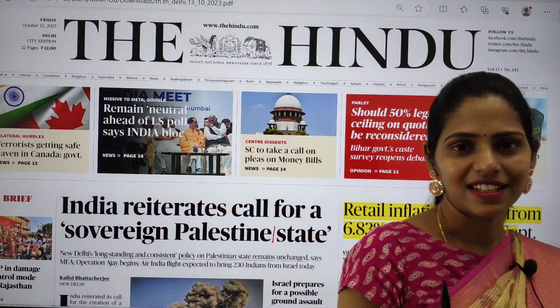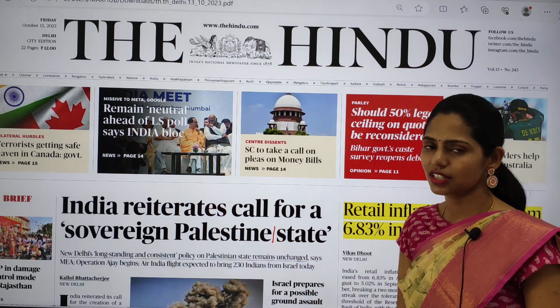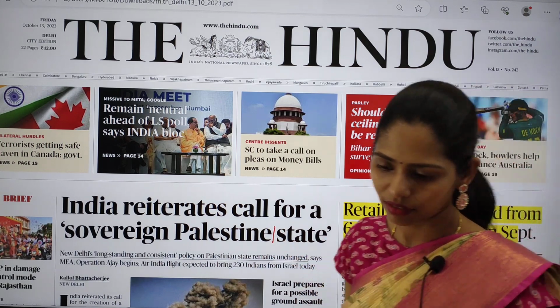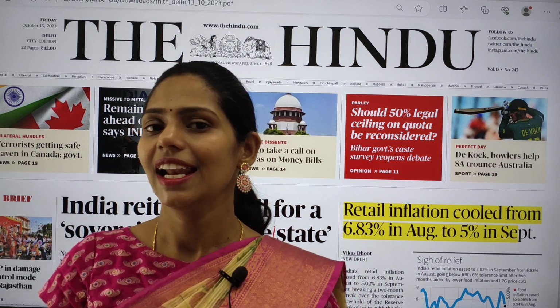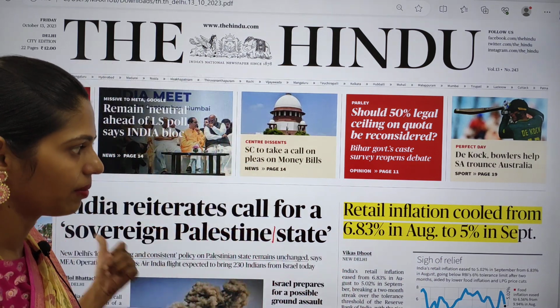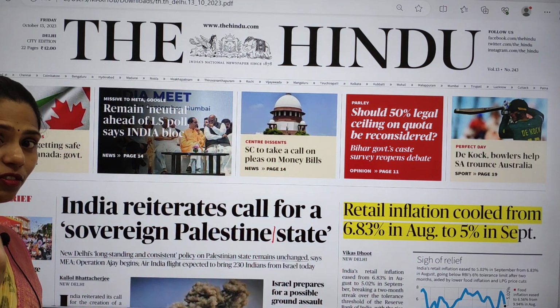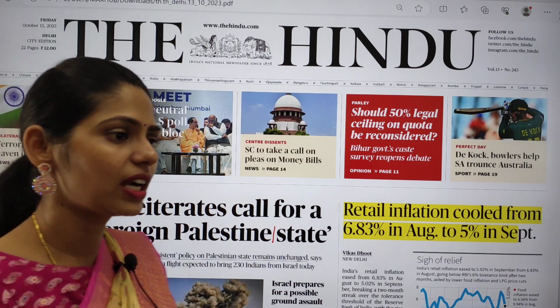After seeing this Hindu newspaper PDF, we are going to have a detailed analysis of those topics which are important from our UPSC point of view, and we are going to analyze those topics in 360 degrees.